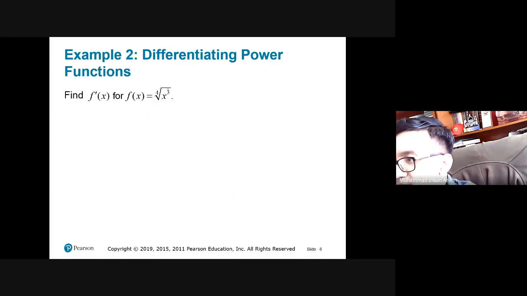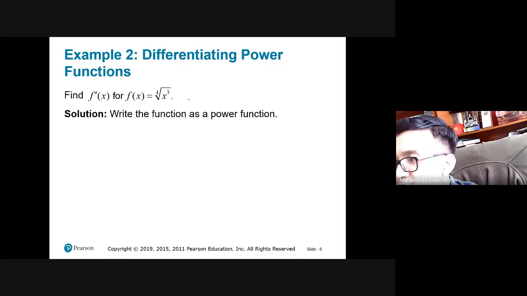Another example. This looks a bit complicated, but we can always rewrite the function as a power function. Just like in life, sometimes problems may seem complicated, but once you look at the problem from a different point of view, from a different perspective, you try to rewrite the problem, then perhaps the problem is not as complicated as it seems in the first place. So how do we rewrite this?